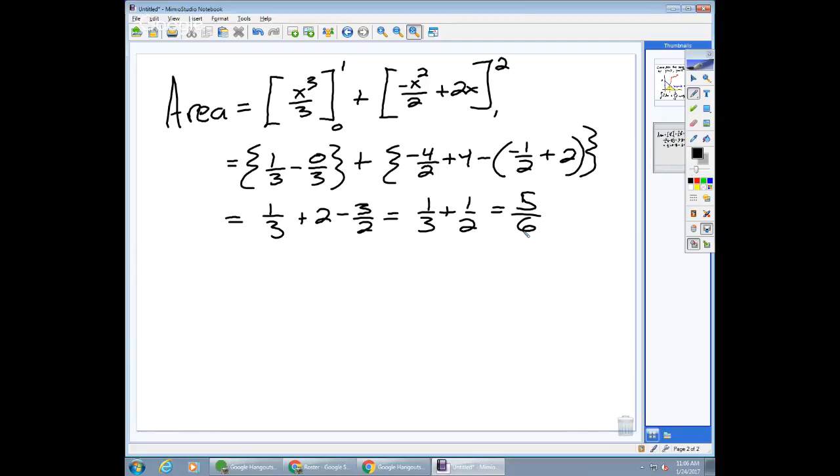So I think if I didn't screw up my arithmetic, the answer is 5/6. Anyone else get that? Okay. So you want to carefully evaluate at each point. We want to use parentheses carefully when we have subtraction.